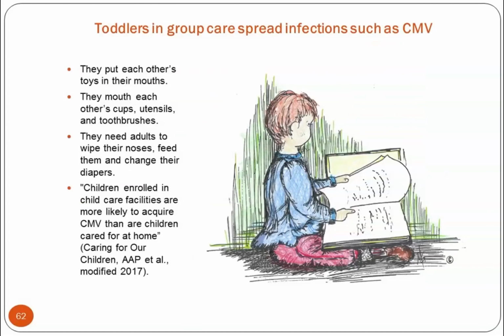Toddlers in group care spread infections such as CMV. They put each other's toys in their mouths. They mouth each other's cups, utensils, and toothbrushes. They need adults to wipe their noses, feed them, and change their diapers. Quote, children enrolled in child care facilities are more likely to acquire CMV than are children cared for at home. This is according to the American Academy of Pediatrics.